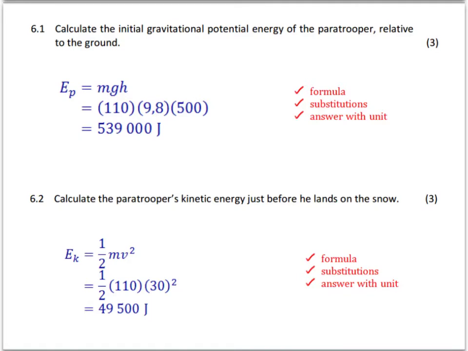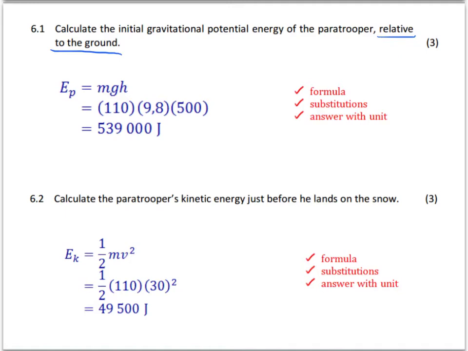Question 6.1 asks us to calculate the initial gravitational potential energy of the paratrooper relative to the ground. So this is further information that says we should treat the ground as the 0 reference point. Formula: gravitational potential energy is equal to mgh. Substituting values into that formula gives us a very easy 539,000 joules for 3 marks.